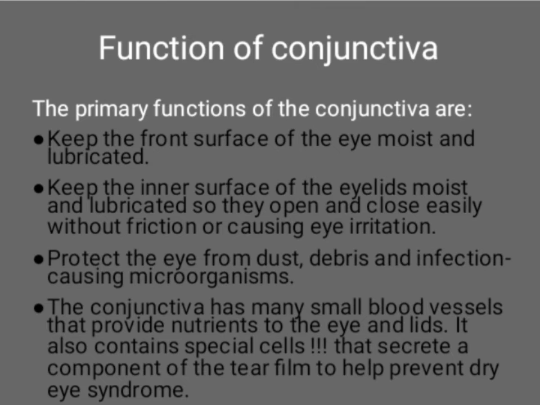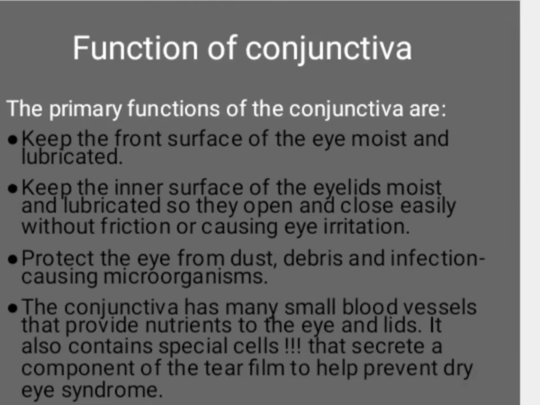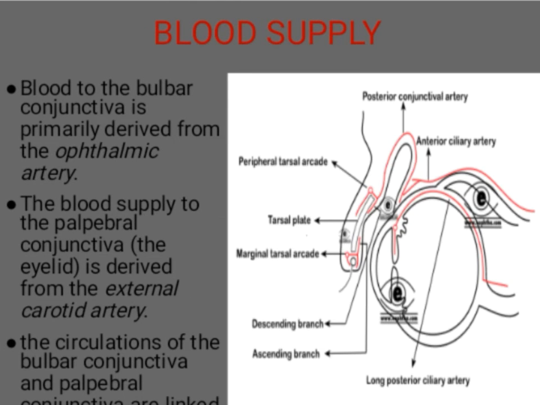The conjunctiva has many small blood vessels that provide nutrition to the eye and lid. It also contains special cells that secrete a component of the tear film to help prevent dry eye syndrome. As I told you before, the goblet cells are responsible for the formation of the mucin layer in the tear film. These specialized cells are responsible for that. Next is blood supply.